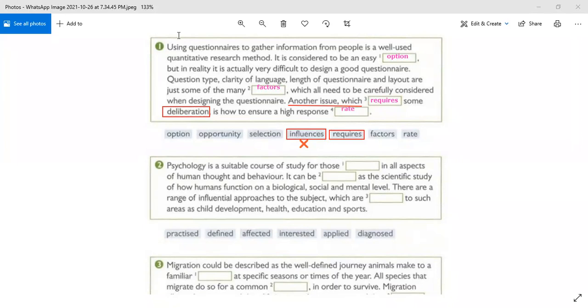Psychology is a suitable course of study for those dash in all aspects. I mean, I will ask individually. First, you need to consider the preposition in, and then the sentence structure to think what type of word is required here. You need an adjective or verb PP form here that should go with the preposition in. If you don't understand the grammar, think about the preposition in and find which word should go with in. Let me ask someone to tell me.